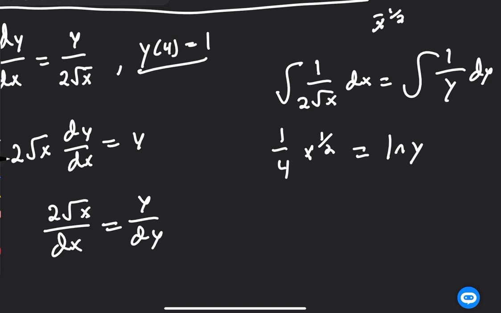Okay, so now what do? Oh wait, my bad. On this one, we'll put the 1/2 on the front, so it'd be 1/2 over 1/2. So this would be 2 over 2, which will just cancel out. So you'd be left with that. Okay, so now let's raise both sides to the e to make this y on its own. So y equals e to the square root x.